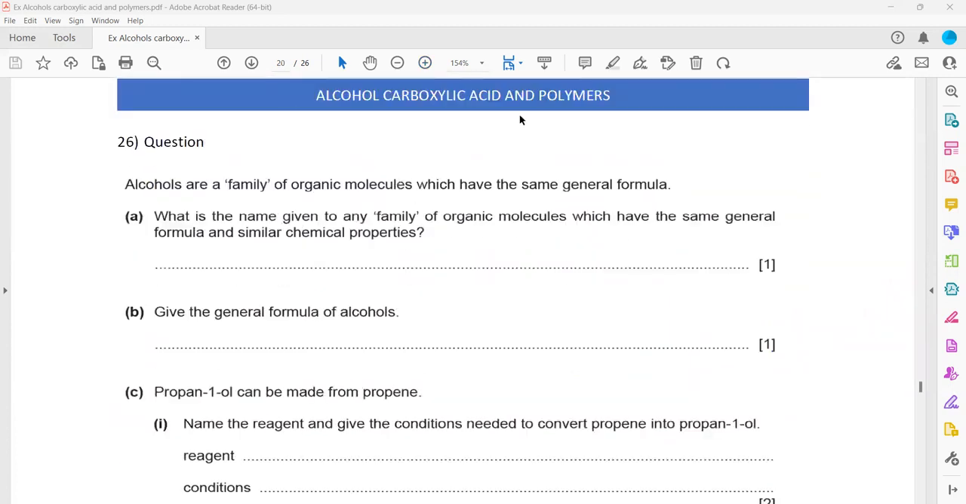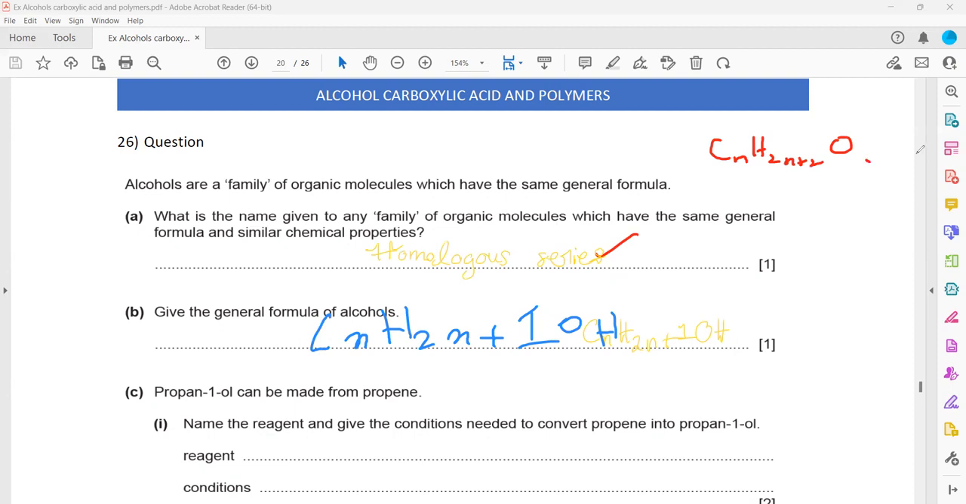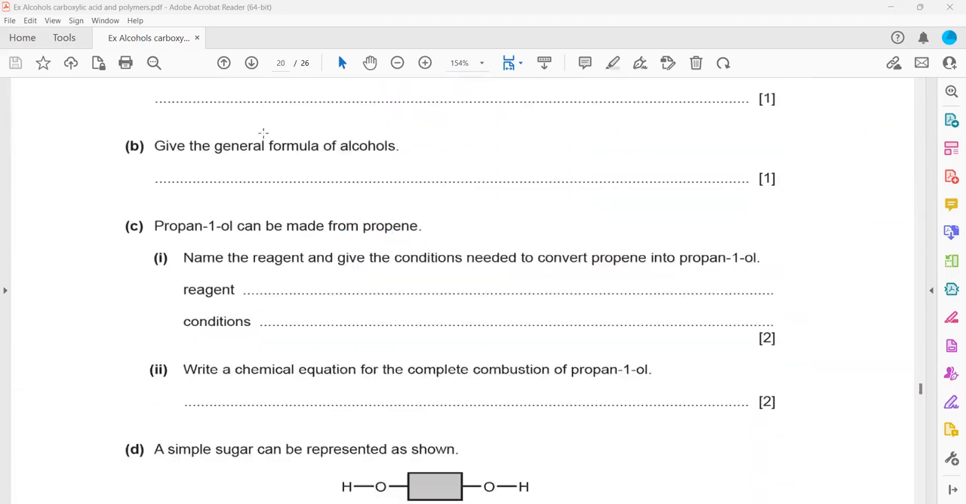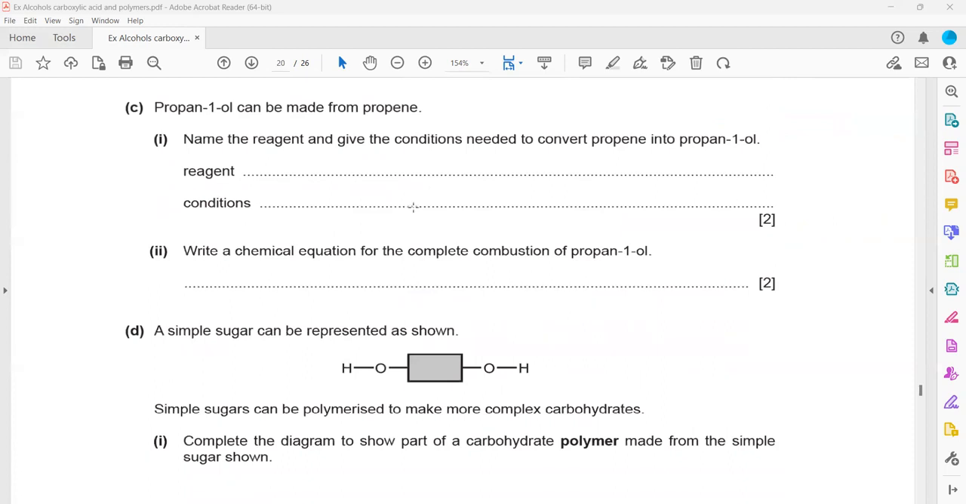In question 26, alcohols are a family of organic molecules which have the same general formula. What is the name given to any family of organic molecules which have the same general formula or similar chemical properties? Homologous series. What is the general formula for alcohol? You can say CnH2n+1OH, or you can also say CnH2n+2O. This is also acceptable. Both are correct, same thing. So learn the general formula for alkanes, alkenes, alcohols, and carboxylic acid series.